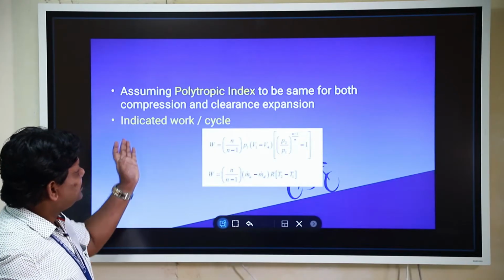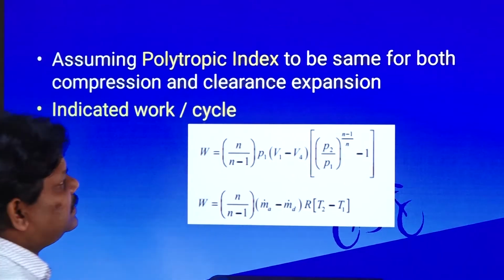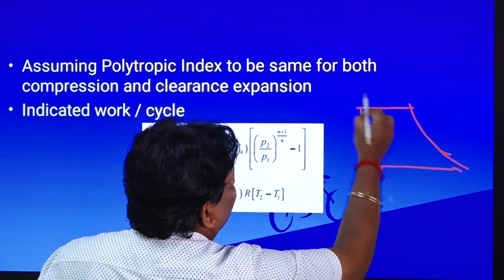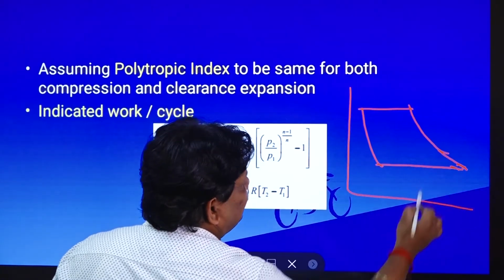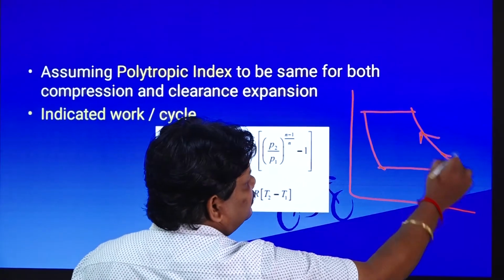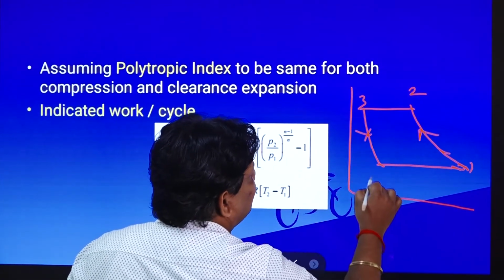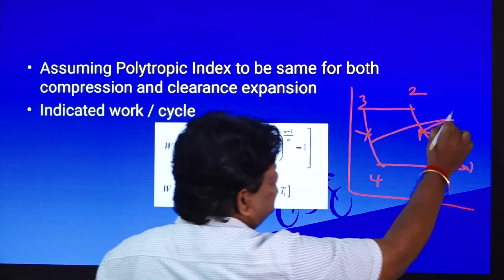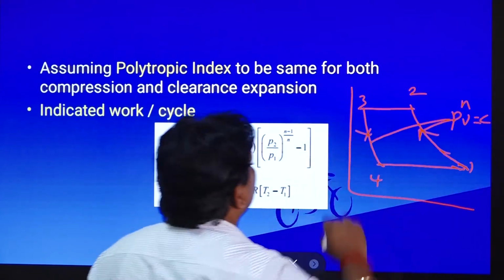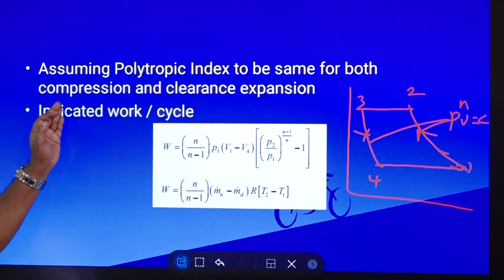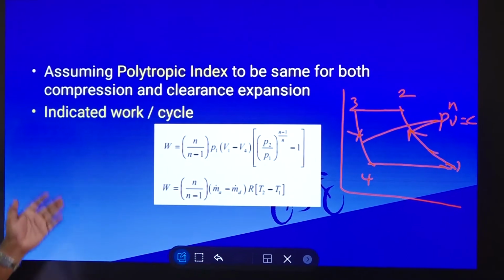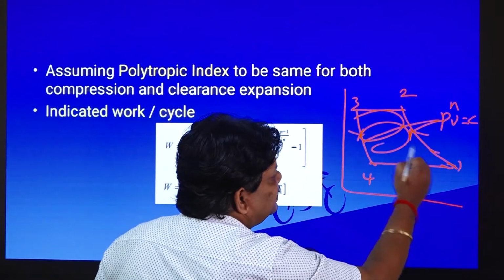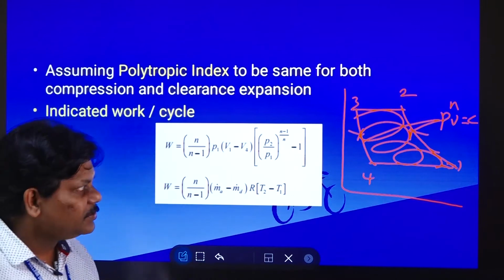So, assuming the polytropic index to be the same for both compression and the clearance expansion. You can see here the PV diagram with the clearance. This is compression 1 to 2 and 3 to 4 is expansion. We consider both these processes as polytropic processes, so PV^n equals constant, the same for both compression and clearance expansion. So that is the indicated work per cycle, and this diagram represents it.